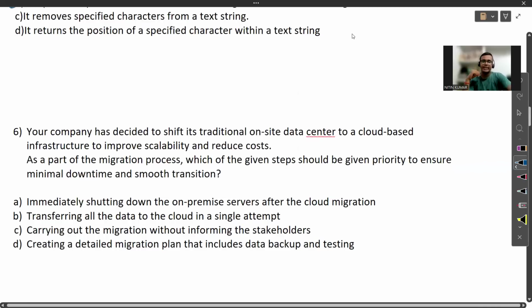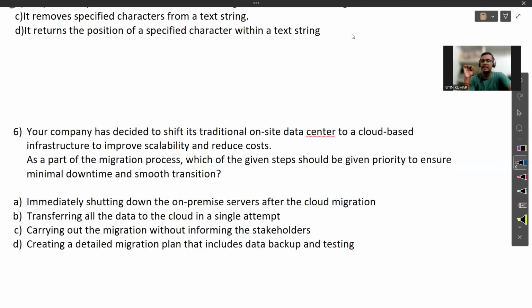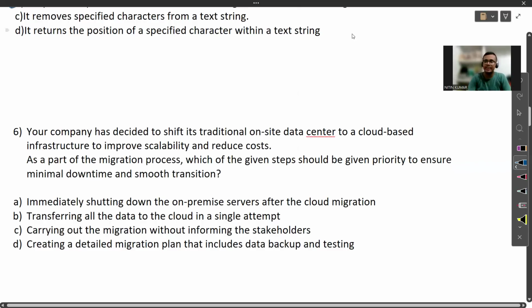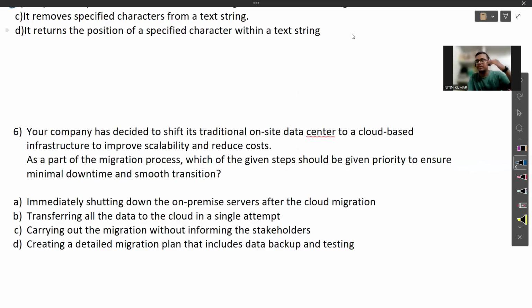The next problem says that your company has decided to shift its traditional on-site data center to cloud-based infrastructure. Now a cloud computing question will also come. So again, a situational based question comes. I have seen multiple times in recent time that Accenture has shifted its question pattern more toward situational based problems. And that is good also. They are just trying to test your common thinking skill at present during the examination.